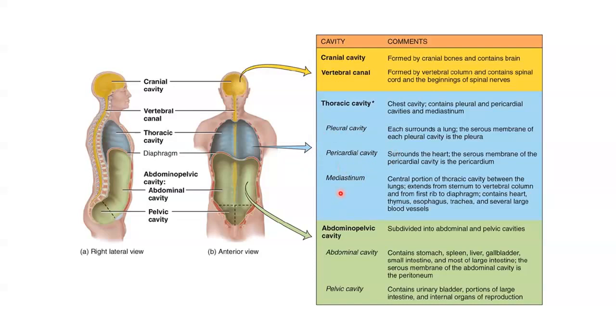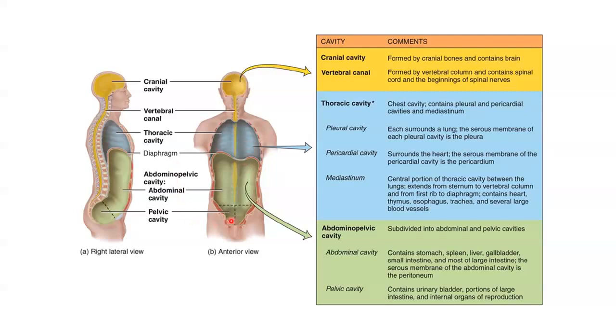And then we have the mediastinum. So this is a section kind of just right in the middle of that thoracic cavity. It goes from your sternum to your spinal cord. It's all the space between there. And it contains things like your heart, your esophagus, your trachea, as well as all those big blood vessels that go in and out of the heart.